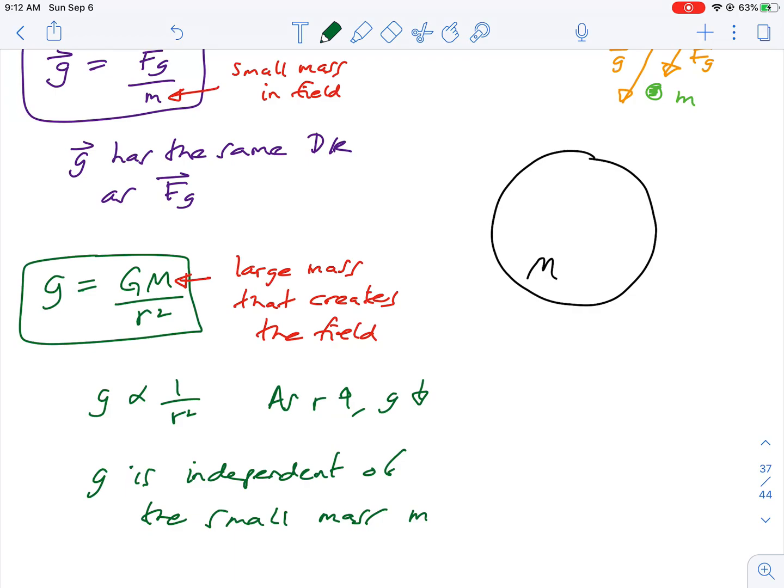Here's how I typically teach it to my students. I'll say, okay, well, let's imagine you're in a classroom. What's gravity inside the classroom? And everyone says 9.81. Now, what if everybody left the classroom? What's gravity in the classroom? 9.81. You see, it doesn't depend on whether the little masses are there or not. It's independent of the little mass.